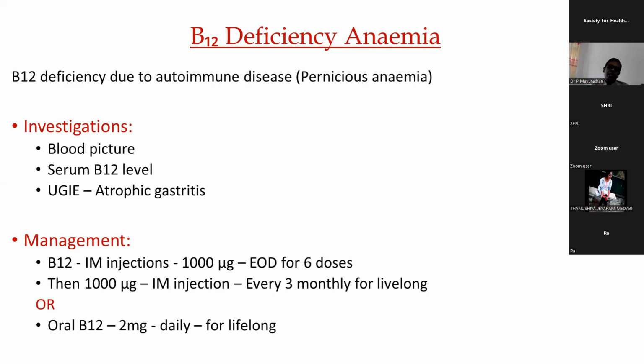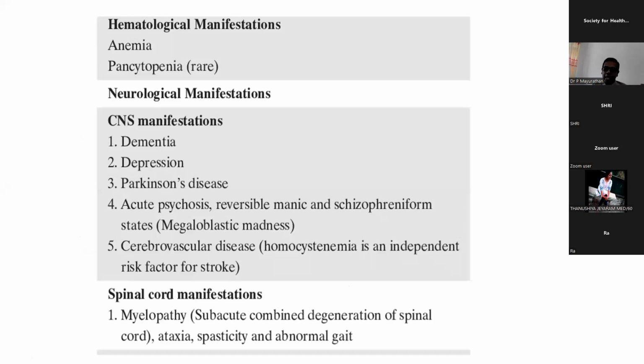But the other features, especially the neurological complications or symptoms of B12 deficiency, will not be disappearing immediately. It will be persisting, and it takes many months, maybe 4-6 months, to get the improvement in the neurological symptoms. So remember that we should explain this to the patient, otherwise they may keep on coming to us with the neurological symptoms. So it can affect many systems. You can see hematological involvement, neurological involvement, which can be central nervous system involvement, spinal cord involvement, peripheral nervous system involvement, like many issues.